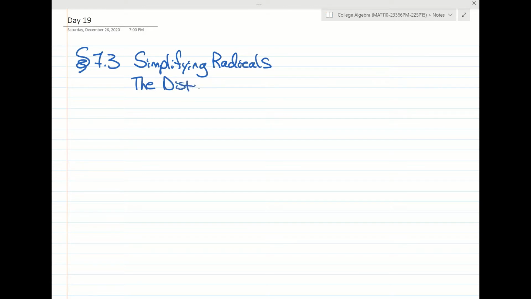Section 7.3 today. Section 7.3 has a lot going on, so we're going to be simplifying. We'll also be talking about the distance formula. And we'll be finishing with circles. There's a lot to radicals, so what we'll do is we'll just do one property at a time.